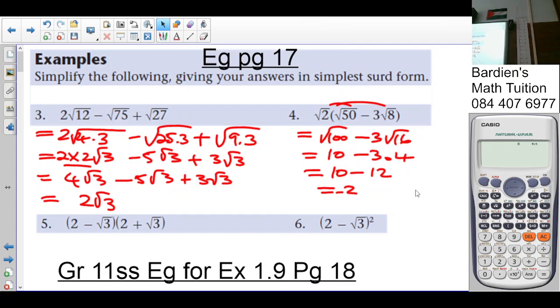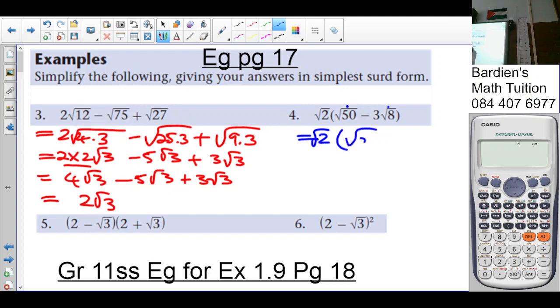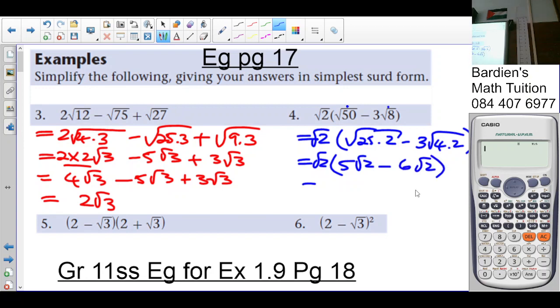If we had gone the other way, converting to simplified surd form first, it's root 2 into the square root of 25 times 2, minus 3 times the square root of 4 times 2. That gives you root 2 into 5 root 2, minus 2 times 3, which is 6 root 2. So it's root 2 into 5 root 2 minus 6 root 2, which is negative root 2. Positive times negative is negative. Root 2 times root 2 is the root of 4, which is 2, so negative 2.